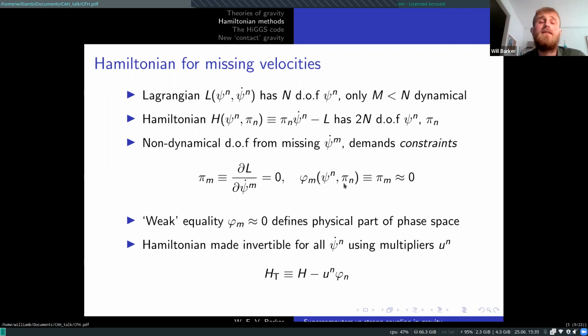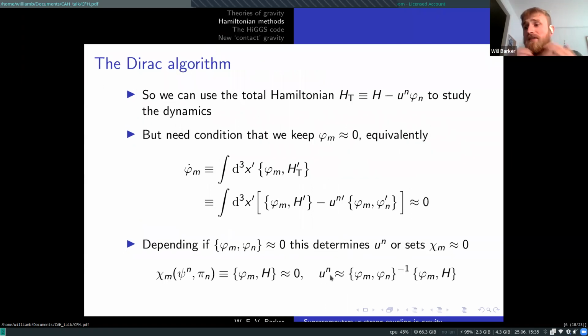And what that means is that even though you can always go ahead and define a Hamiltonian in your canonical phase space, the 2n dimensional phase space of momenta and field variables, there's actually this constrained subspace on which all of the physical dynamics resides. So you can always construct an invertible Hamiltonian from which you can recover the missing velocities by including these arbitrary multiplier fields, these Hamiltonian multipliers U. But you have to stick yourself onto this constrained surface in the phase space in order to recover the physical dynamics.